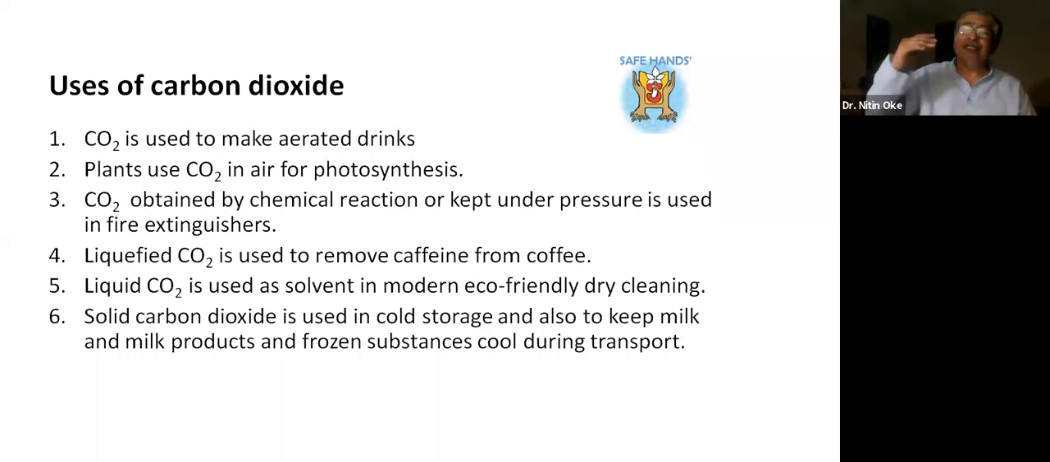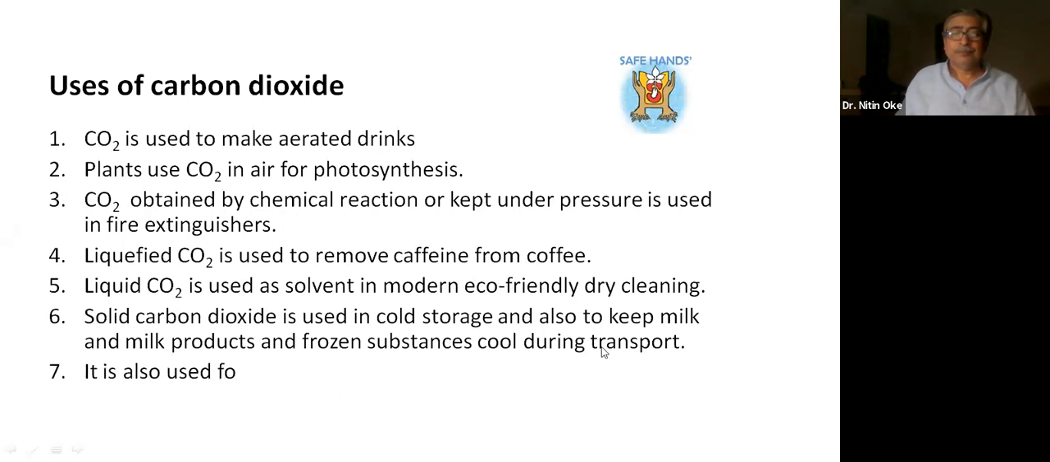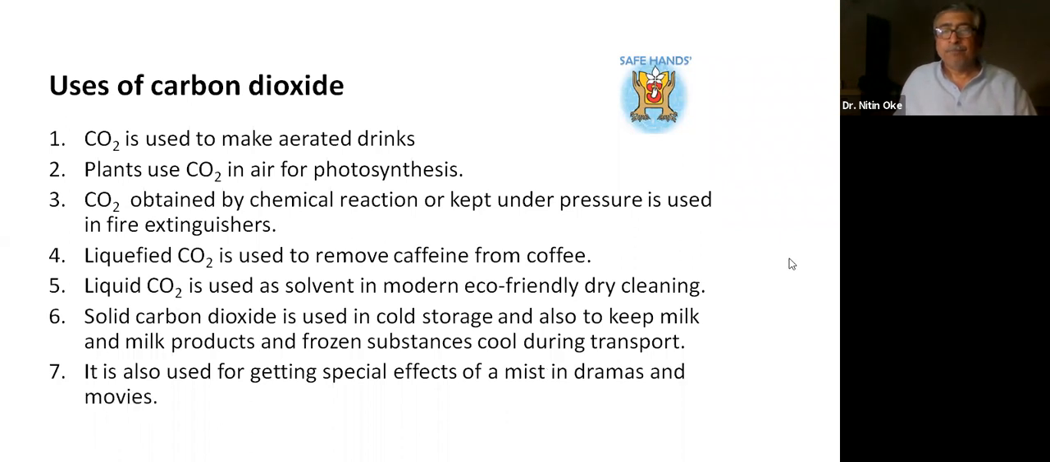And whenever we say that in outer planets the ice is there, ice means not solid H2O. Ice means dry ice. Well, because of its way of appearance, it is also used for getting special effects of mist in dramas and movies. This is how the dry ice looks like.